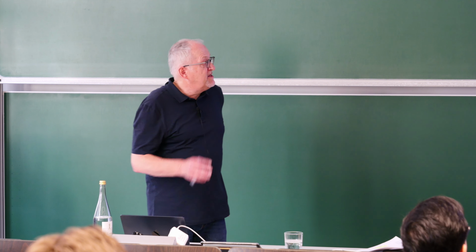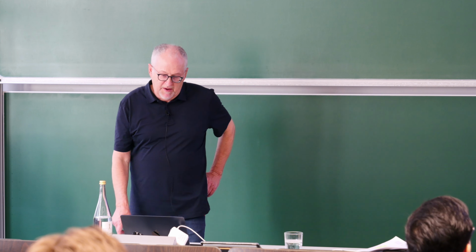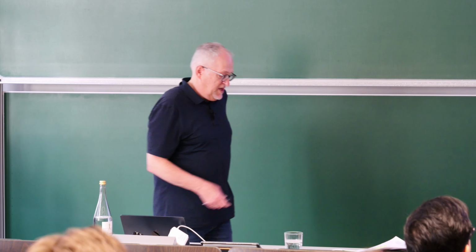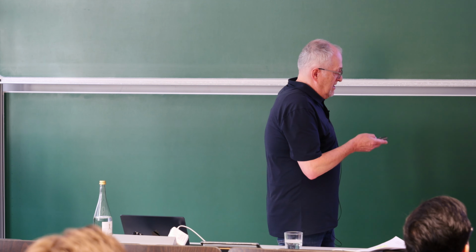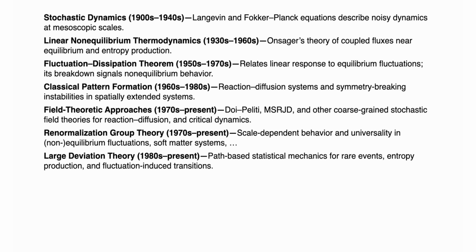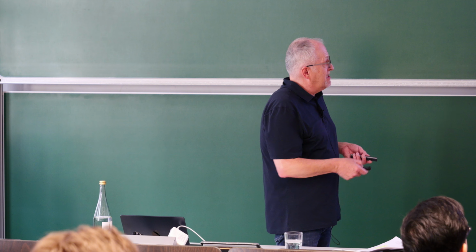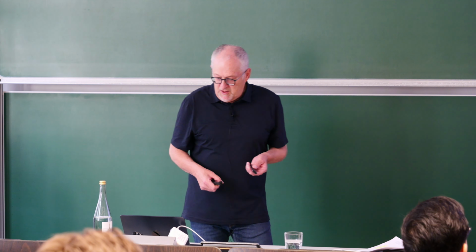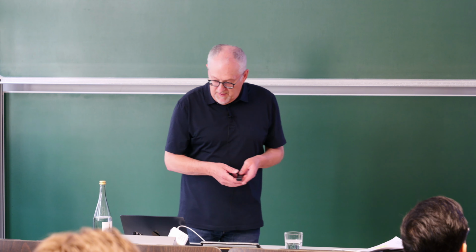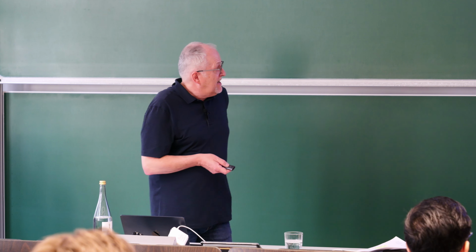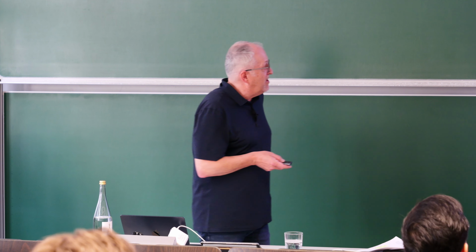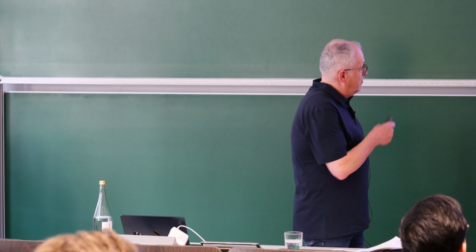So now I'll list you a few things which are important nowadays. One range of phenomena people study is large deviation theory. With large deviation theory, the idea is you study at a path integral level the statistical mechanics of events that are rare. And you try to characterize these rare events in terms of entropy production, and you also study fluctuation-induced transitions.